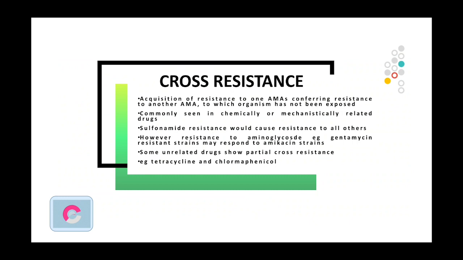So one resistance can lead to a resistance pattern towards multiple antibiotics. This is commonly seen when medicines are chemically or mechanically related to one another. Sulfonamide resistance would cause resistance to all sulfonamide drugs. However, gentamicin resistant strains may respond to amikacin. We know that amikacin and gentamicin come under the same class, however the resistance patterns are different in these cases. Another aspect is that some unrelated drugs show partial cross resistance, for example tetracycline and chloramphenicol.